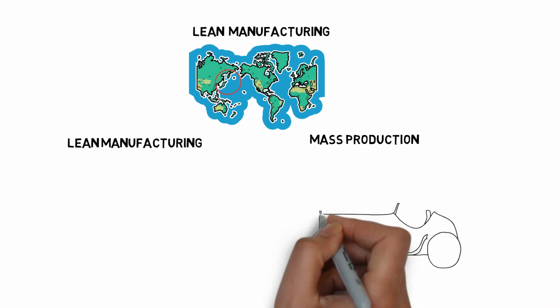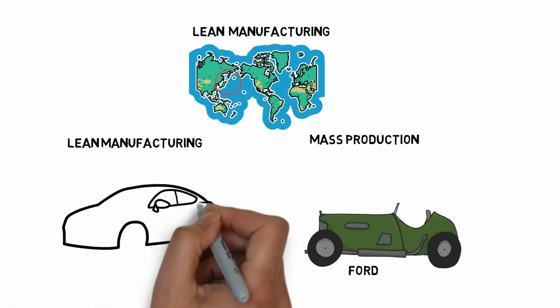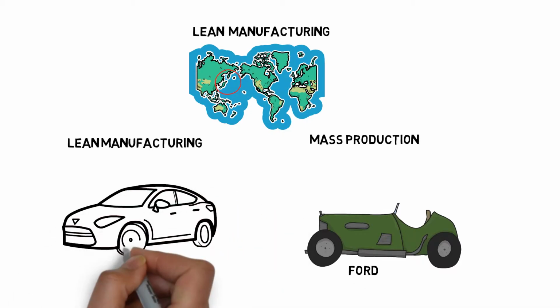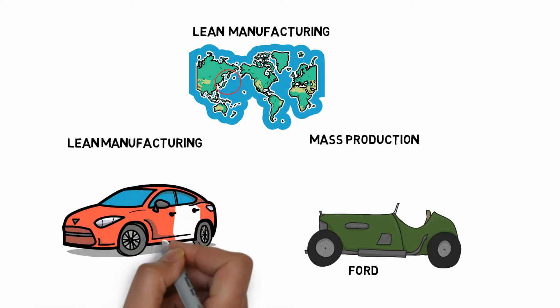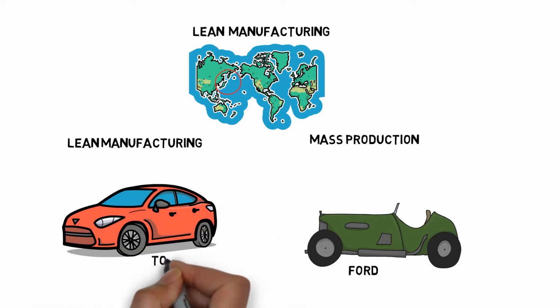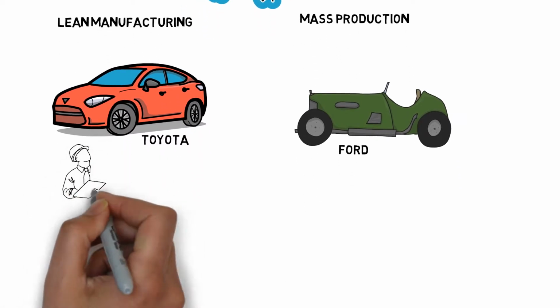One very famous example for mass production is Ford in America. And one very well-known example for lean manufacturing is Toyota in Japan. Toyota is basically the trailblazer who came up with all of these amazing ideas how to improve a manufacturing process. So today we want to have a look at what is the difference between lean and mass production.